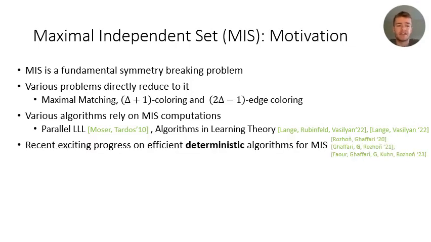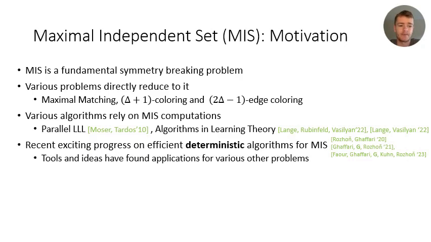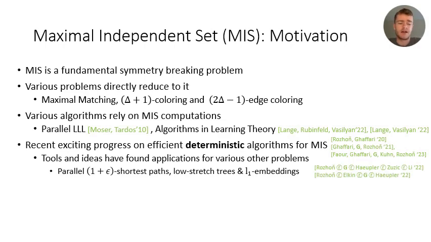There has been recent exciting progress on efficient deterministic algorithms for MIS, starting with the work of Rozhoň and Ghaffari in 2020. Tools and ideas developed for finding efficient deterministic algorithms have found various applications for other problems. Examples include parallel approximate shortest paths, low-stretch spanning trees, and L1 embeddings, which are all problems which are very different from maximal independent set.